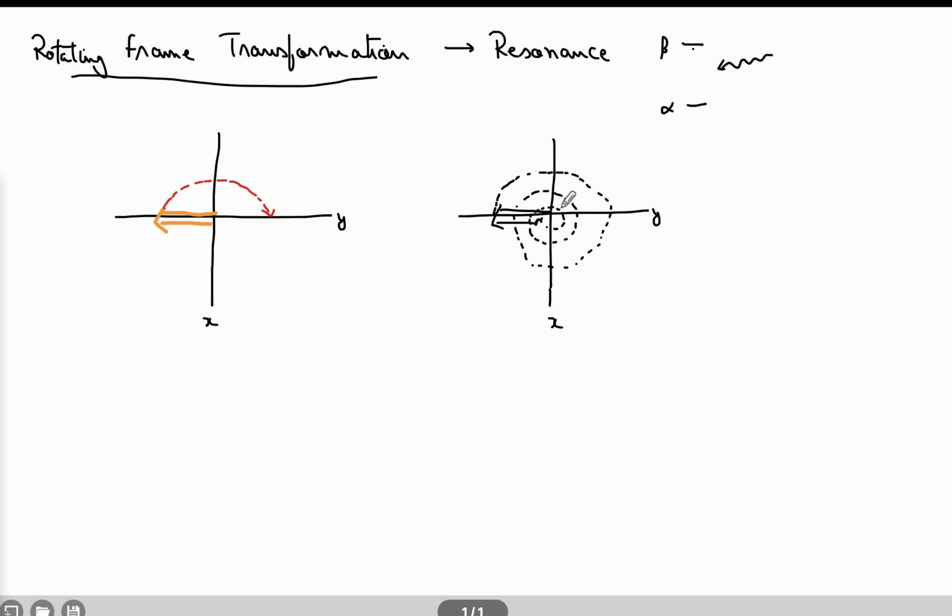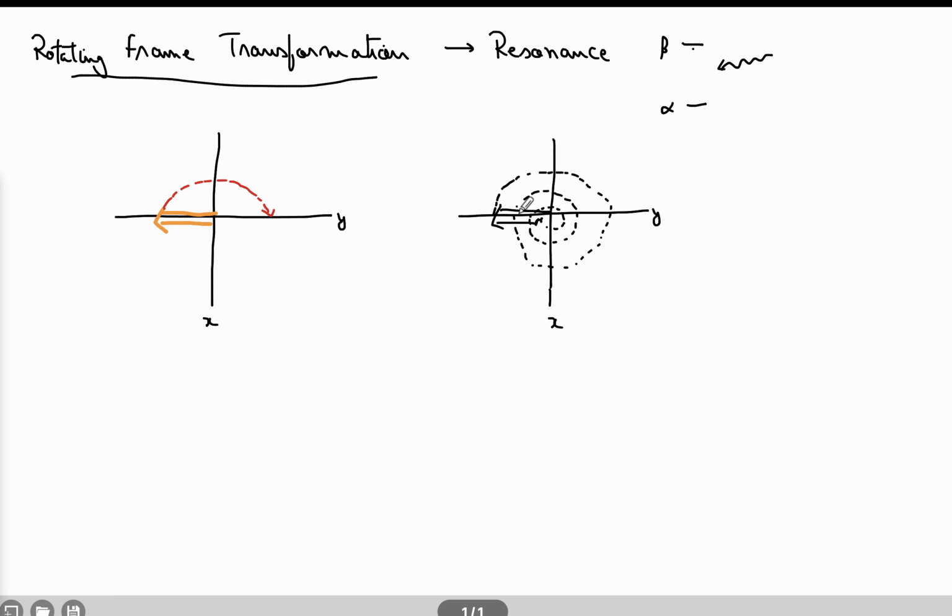Now let us imagine that you are actually sitting on the vector M, and you are watching it relax back. How will it look? The relative angular velocity between you, the observer, and the magnetization is now zero. So with respect to you, it is not moving. When you try to observe it, it is not moving.